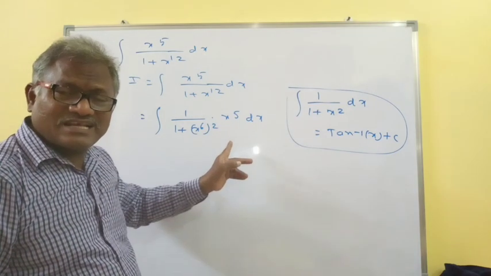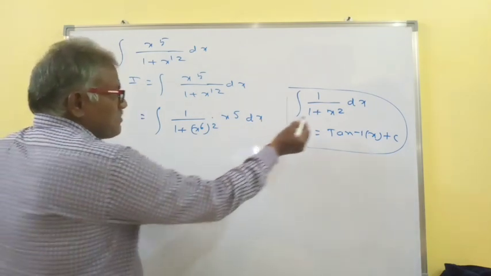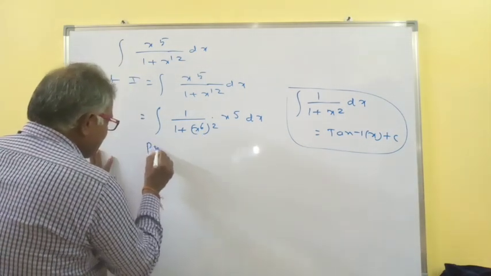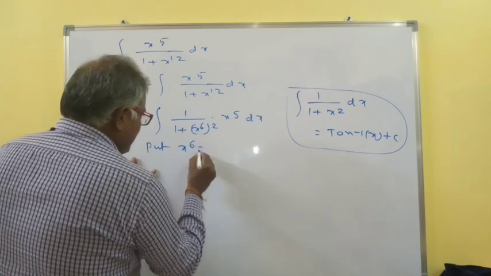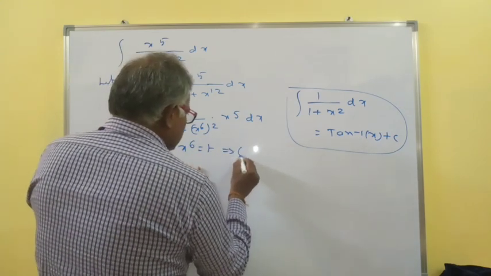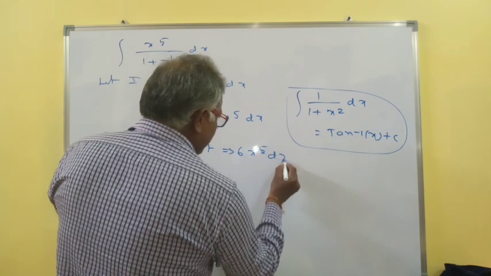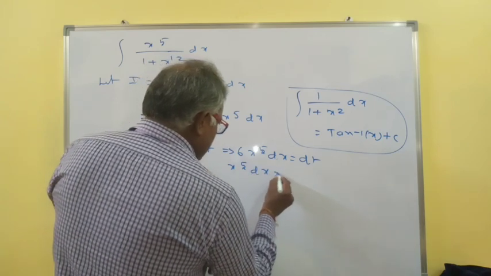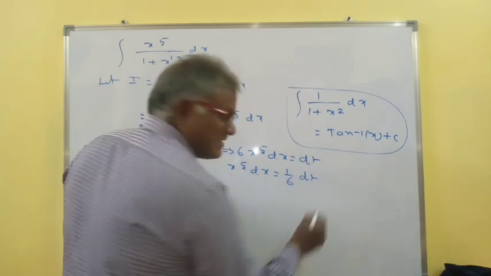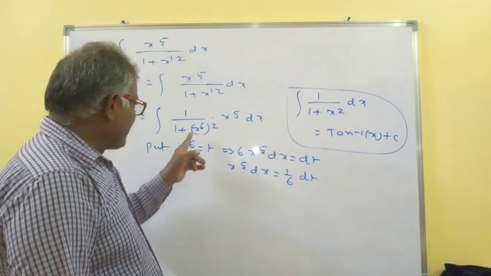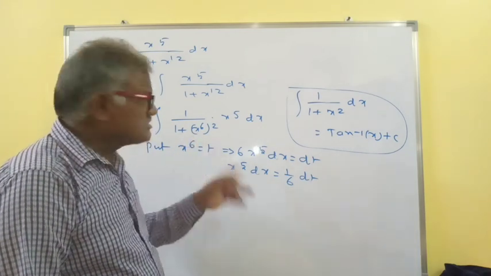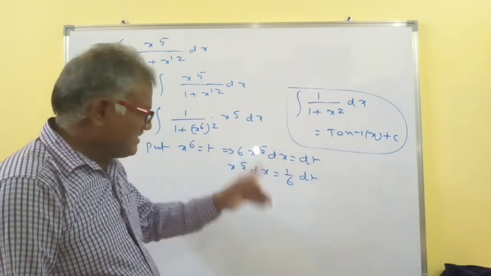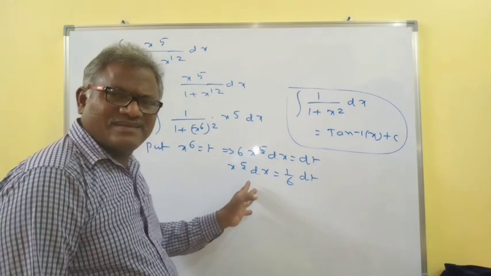We know the formula for 1 by 1 plus x square. Here, in 1 by 1 plus (x power 6) whole square, in place of x, x power 6 is there. So just put that term as t. So 6 into x power 5 dx, the derivative of this, is equal to dt. So x power 5 dx is equal to 1 by 6 dt. After substituting, the derivative must be obtained: the term before dx must be there, and you see x power 5 dx is clearly obtained.